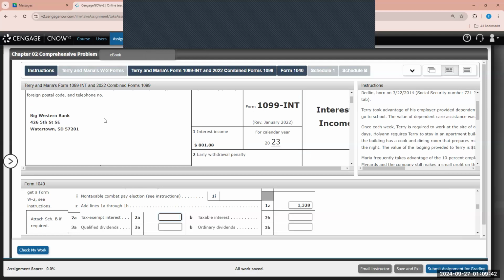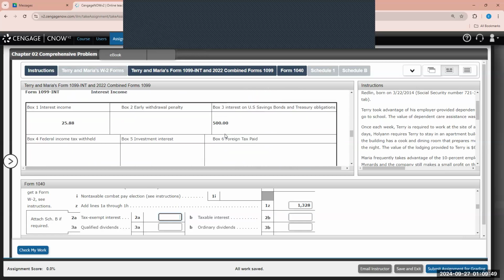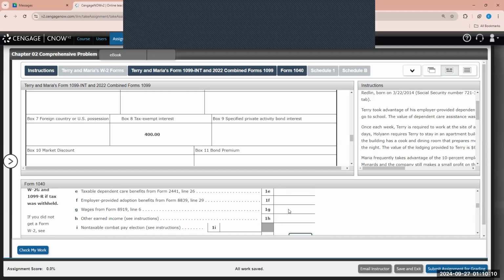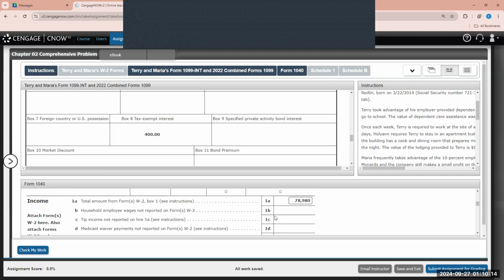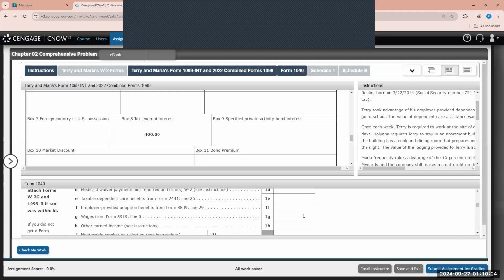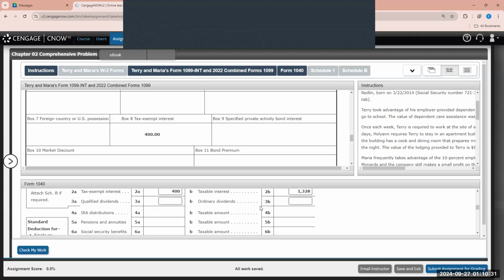So if we look to the 1099 INT from Big Western Bank, there's no tax-exempt interest in box 8. And if we look to the 1099 INT from Friar Truck Investments in box 8, the tax-exempt interest is $400. Oh, wrong line. 1,328. And then for line 1Z, just pivoting backwards. Line 1Z asks you to add lines 1A through 1H. So if we look at this information, the only thing that impacts line 1 is our wages for the total amount of $78,980. So now we move on to 3A and 3B.